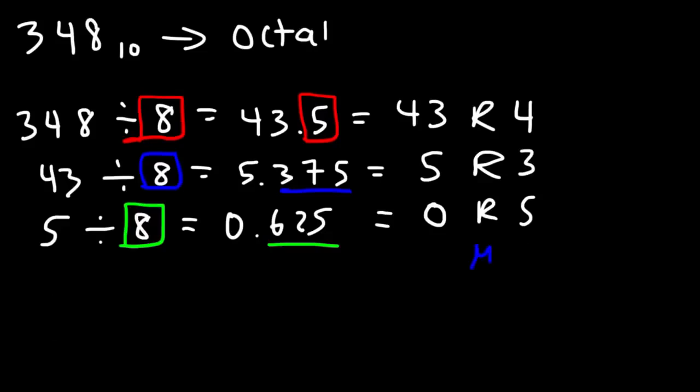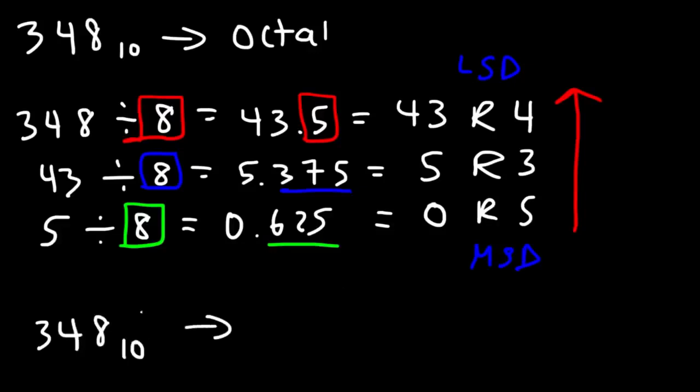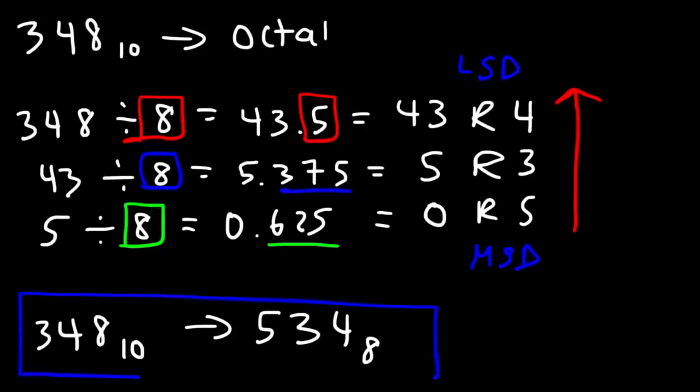So this is the most significant digit, and above we have the least significant digit. So we're going to read it from the bottom to the top. So 348 base 10 as a decimal number is equivalent to 534 in the octal system. And so that's how you can convert a decimal number into an octal number using successive division.